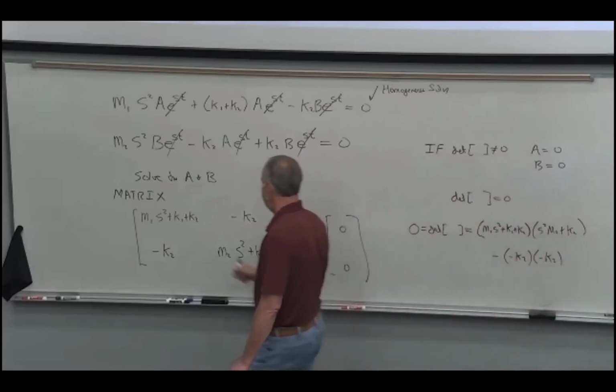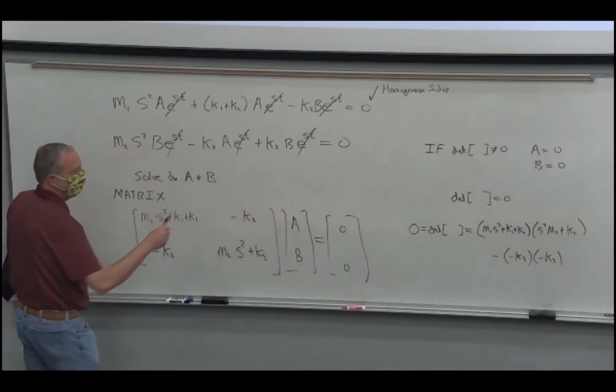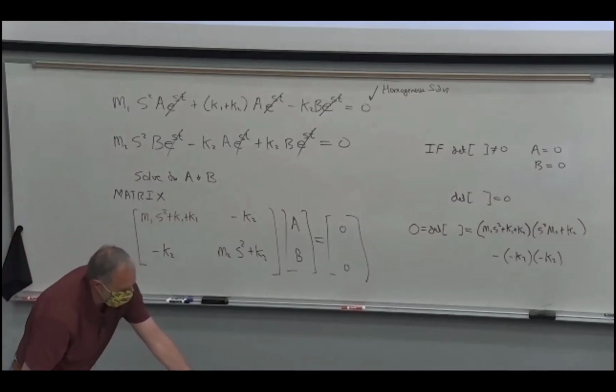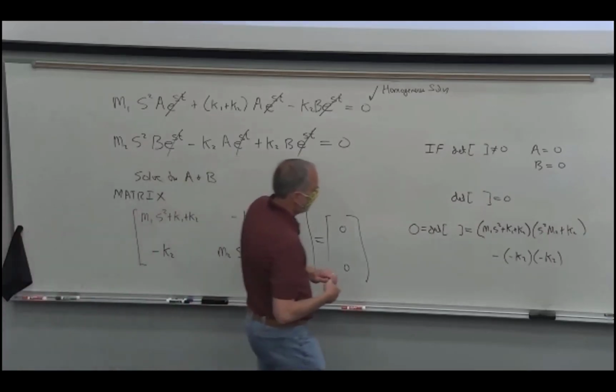So the determinant is this times this minus this times this, and if it's 0, then we don't get the trivial solution. And if this bugs you, it should, because we've been trained all along that if we end up with a determinant of 0, or we can't solve the equation, there is no solution. But in this case, this actually gives us the S's that we want.